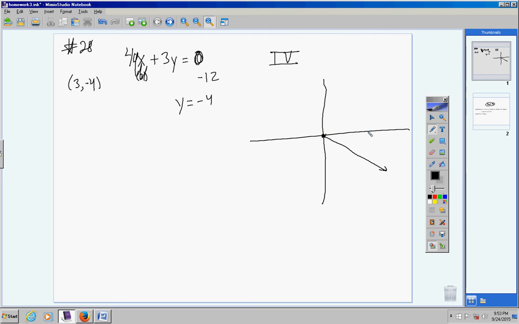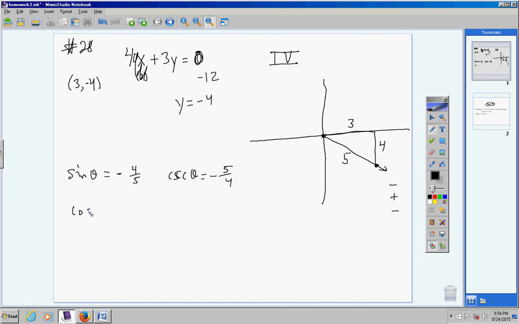So I'm over 3 and down 4. There we go. So 3, 4. That makes the hypotenuse 5. The sign sequence is negative, positive, negative. So the sine of theta is negative. Opposite over hypotenuse, 4/5. So the cosecant would be negative 5/4.